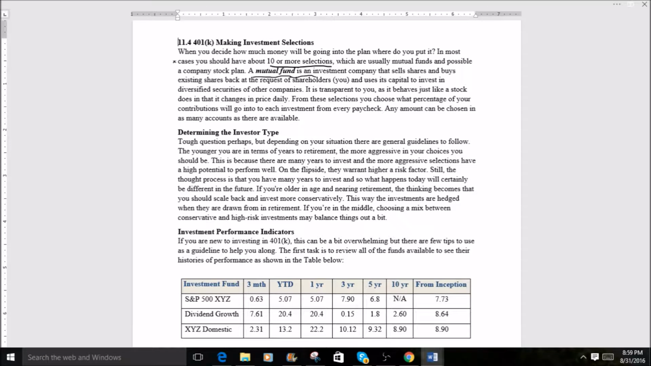Another piece of information here is it's transparent, and what it means for a mutual fund to be transparent is it behaves like a stock. It's a one price number. So even though the mutual fund has several stocks and securities in it, the price is just one number to you. It acts as if it was a stock. And it only changes in price once a day.